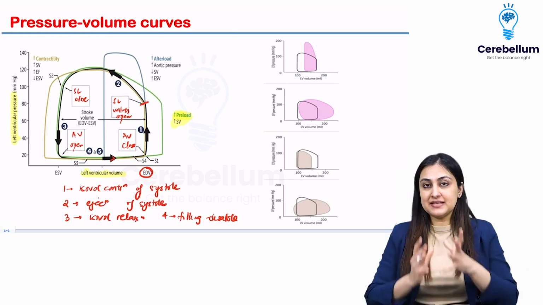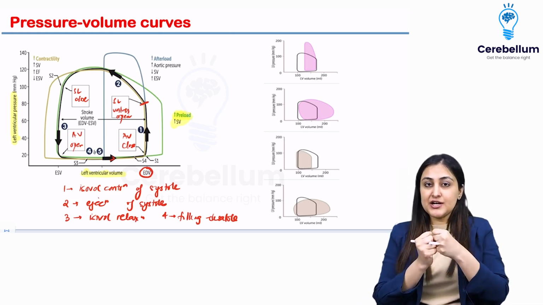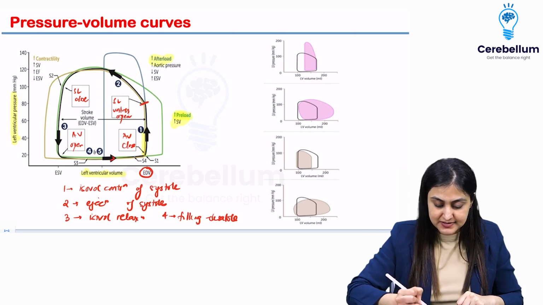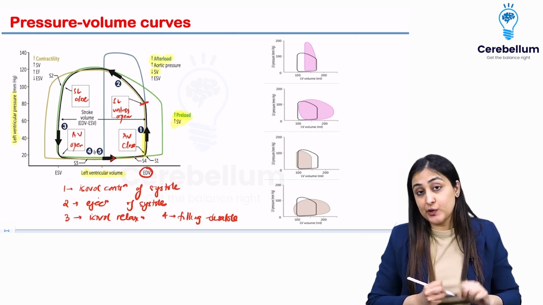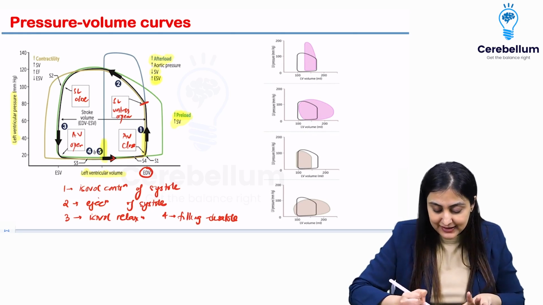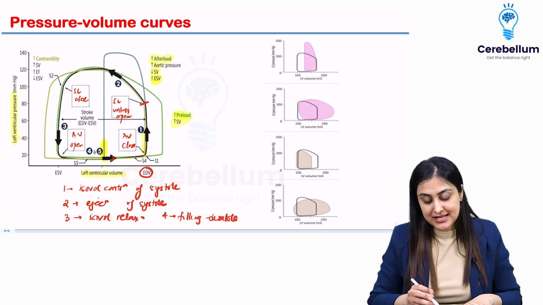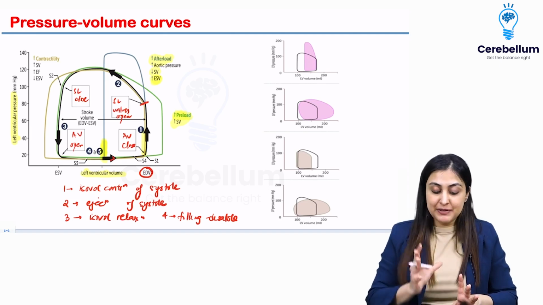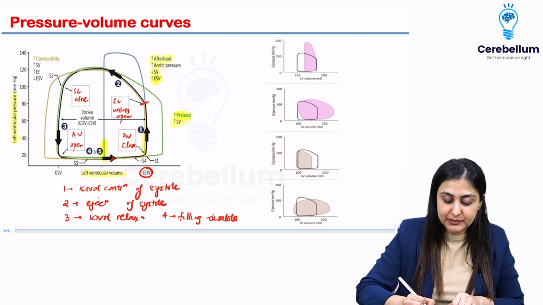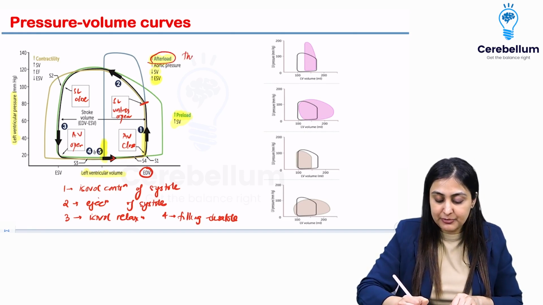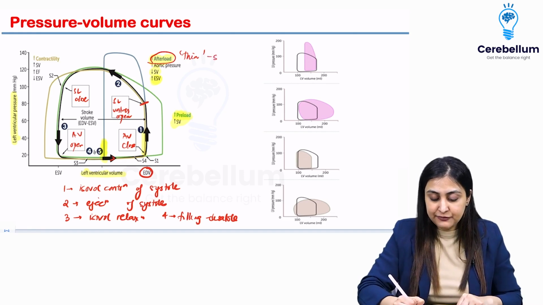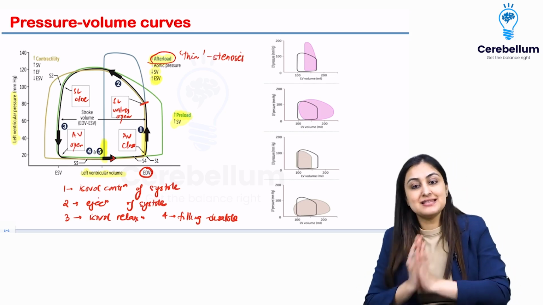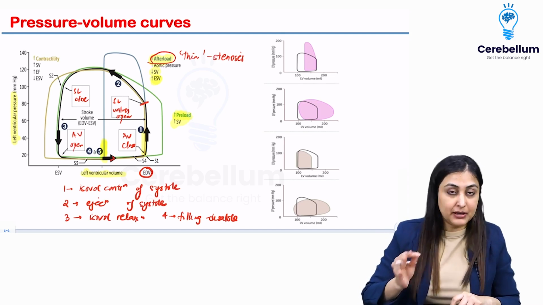What is afterload increase? The outside pressure has increased. So now the heart is not able to pump out a lot of blood. What happens when the aortic pressure increases? Overall the stroke volume reduces, and this will result in the end systolic volume increasing. You can see how ESV has increased because we are only able to pump out a certain amount of stroke volume because of the increased afterload. So what you want to remember, anytime you see the pressure volume curve becoming thin, your likely diagnosis is stenosis. So when thin, it is stenosis. All right, that is what you want to remember compared to normal.